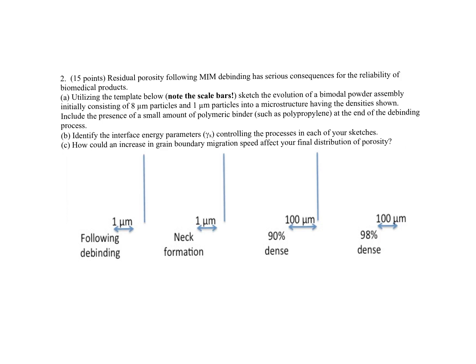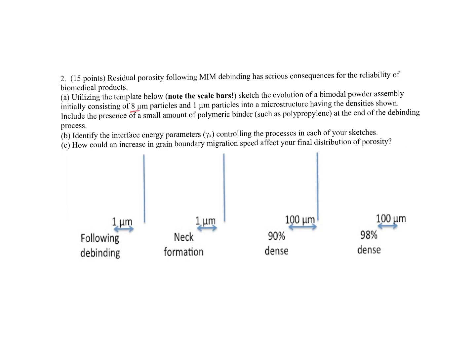So you've seen a ton of SEMs in this class, so you should be able to more or less approximate an SEM. And sketch the evolution of a bimodal powder assembly, initially consisting of 8 micron particles and 1 micron particles into a microstructure having the densities shown. Include the presence of a small amount of polymeric binder, such as polypropylene, which is a good stand-in for a lot of this, at the end of the debinding process. And so I'm asking you to sketch something following debinding, sketch something following neck formation, and then we make the jump to something that's 90% dense. All right, so you have to be able to sketch me some microstructures.